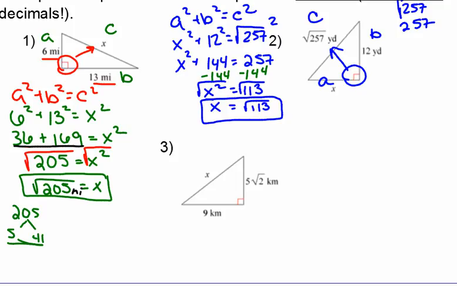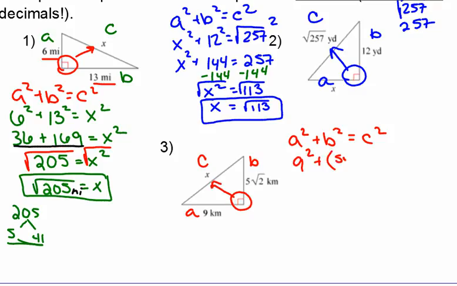All right, so welcome back. You were supposed to work on number 3 here. So first thing we do is identify where your 90-degree angle is. We know the side across from that is your hypotenuse, or your c value, making your other two sides of the triangle your legs. We know the Pythagorean theorem is a squared plus b squared equals c squared. Your a value is 9 squared plus your b value, 5 times the square root of 2 squared, is equal to your c value, x squared.